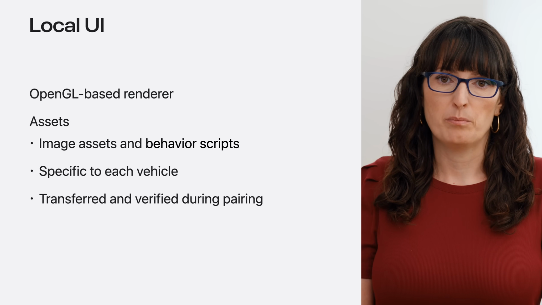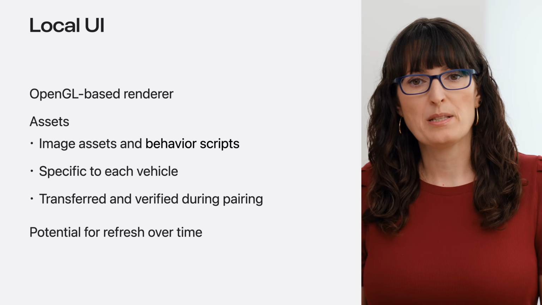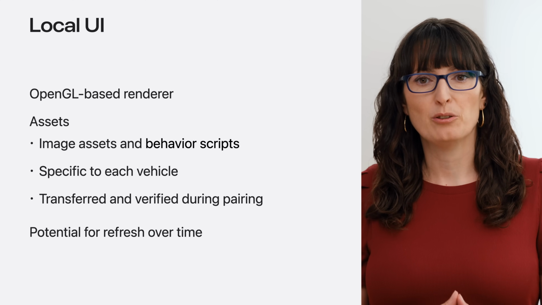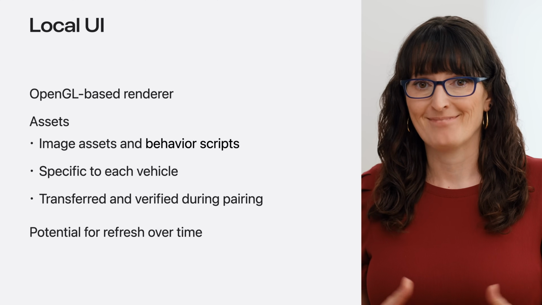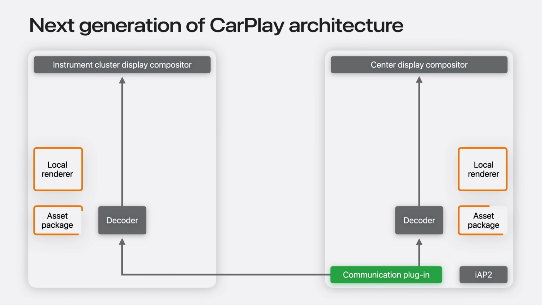This mechanism brings all the benefits of local rendering, but also opens up the possibility for the UI to be refreshed over time. Cool, right? Let's add these components to our architecture. We start with a local renderer and add the assets and scripts for your specific vehicle. And of course, as you can see, we do that for each individual display. That's it so far. Let's move on.